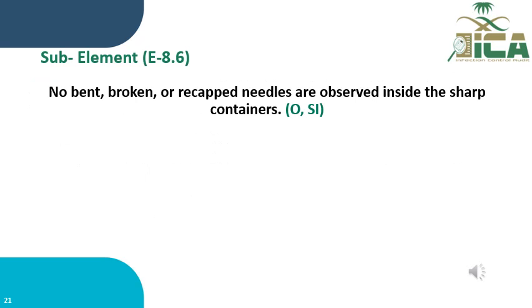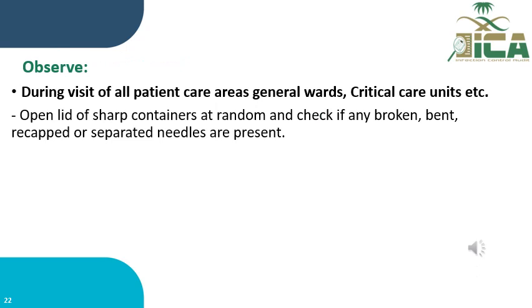Sub-element E.8.6 states that no pin poking or recapped needles are observed inside the sharp containers. And this sub-element is audited or evaluated through observation and staff interview activity. So for auditing or evaluating this sub-element, we need to observe during our auditing visit in the patient care areas, such as in the general wards or critical care units. So we can open the lid of sharp containers at random and check if any poking, pinned, recapped or separated needles are present. Or we can observe the healthcare workers' practices during their procedures when they are providing any care to the patients.